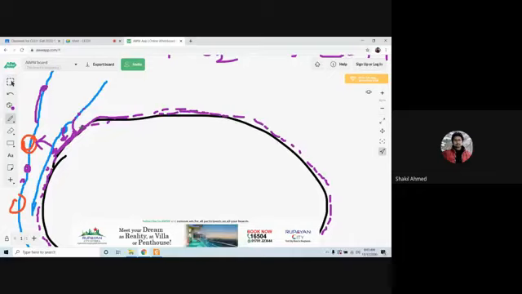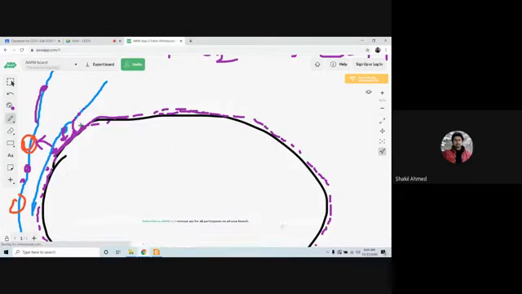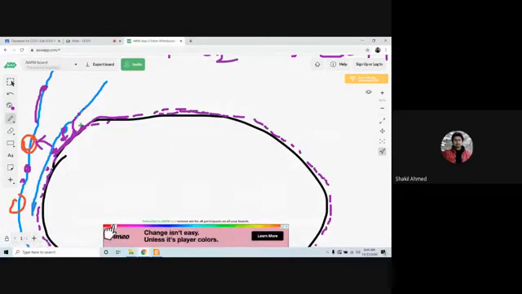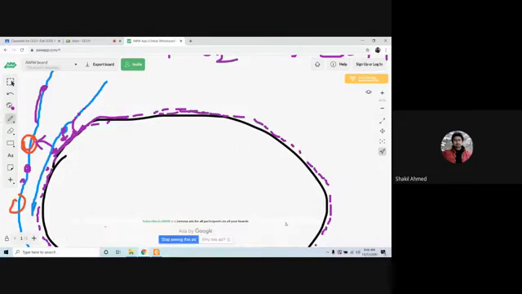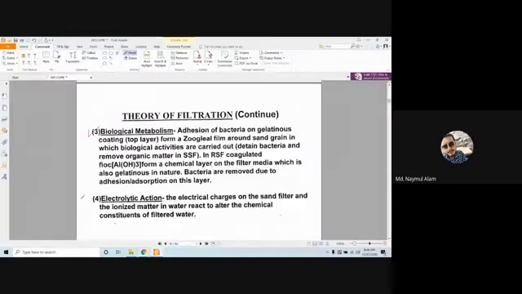So that's another process or mechanism by which filtration removes colloidal particles from the water. Is it clear? And then finally, electrolytic action.